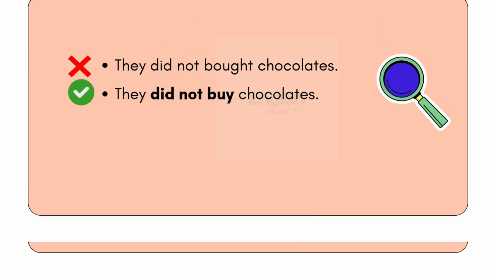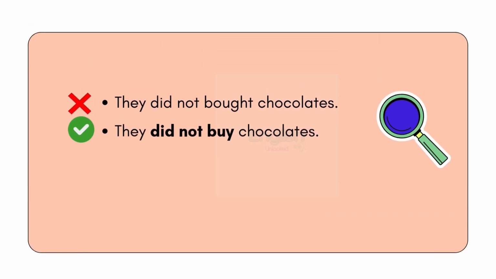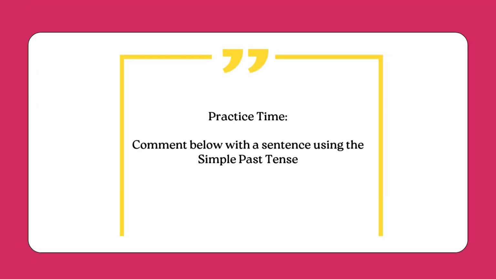That's the correct sentence. Next up, we don't say "They did not bought chocolates." Instead say "They did not buy chocolates." As I said earlier, we always use the base form of the verb with the helping verb "did." Okay, now you know how to frame a sentence in simple past tense.